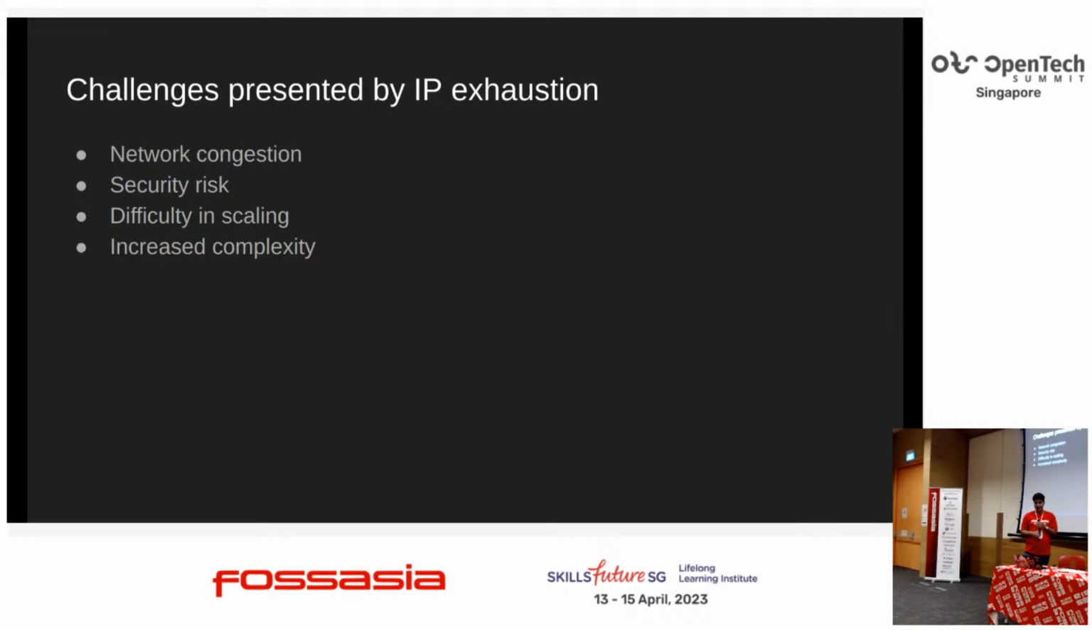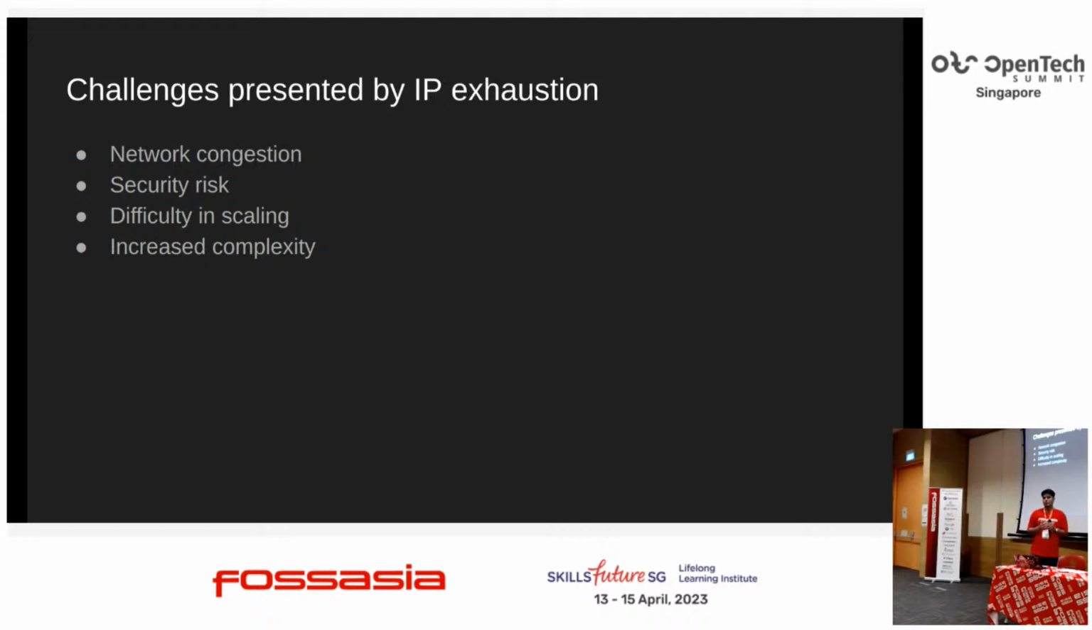Next is difficulty in scaling. If my pool has, for example, 100 IPs, and my cluster demands 500 or 1000 pods, that would not allow me to do so. So if IPs are getting exhausted, my cluster would not scale the way I want it to. And then there is increased complexity. If my pool has a limited number of IPs, network admins would be tempted to go for much more complex solutions such as NATing or overlay networks. So there are many more challenges caused by IP exhaustion.